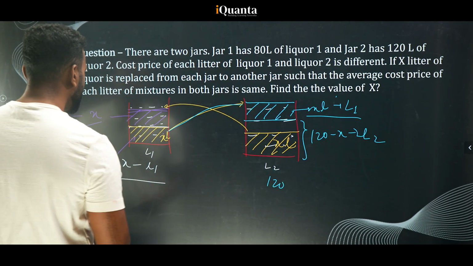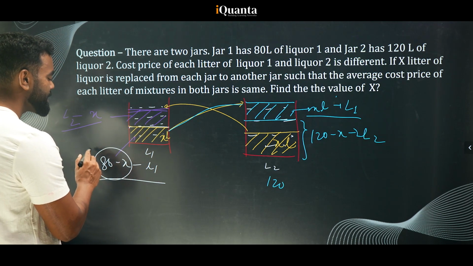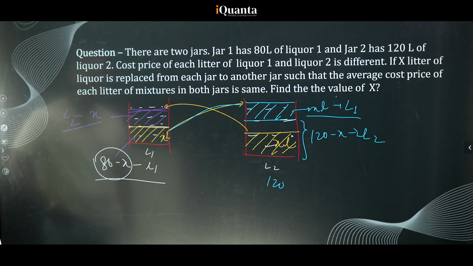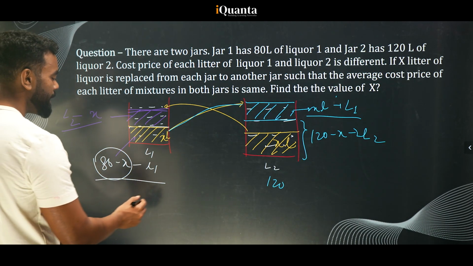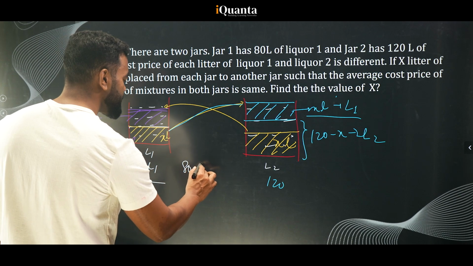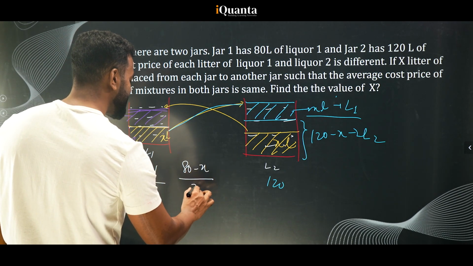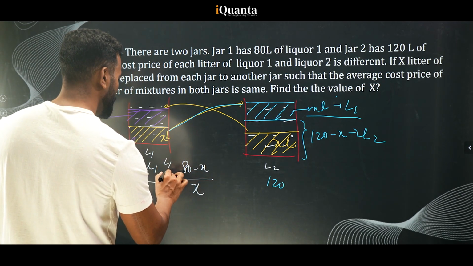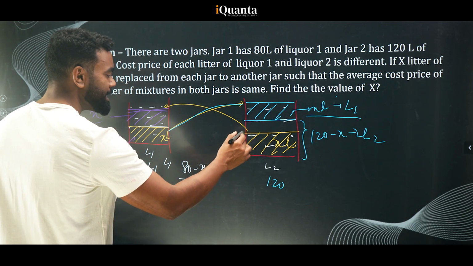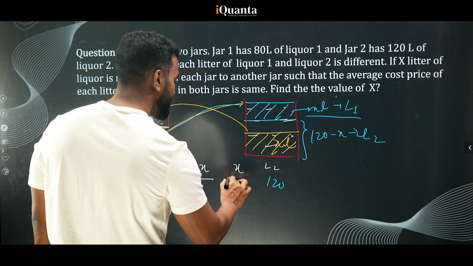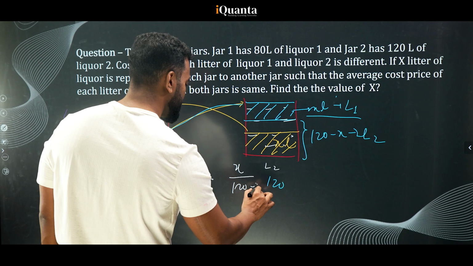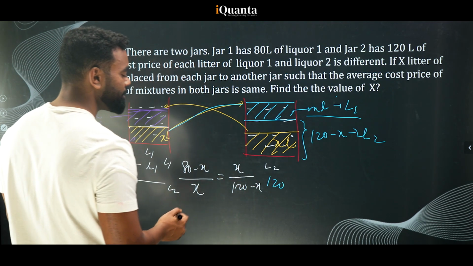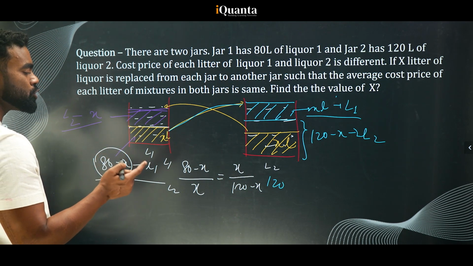Now think about it, if I'm going to use this concept, I just need to find the ratio of liquor 1 and liquor 2 in this jar. So here the ratio is 80 minus x, that is liquor 1, and x is liquor 2. And in this case, x is liquor 1 and 120 minus x is liquor 2. And this has to be equal, because if the ratio is equal, then the average price should be equal.